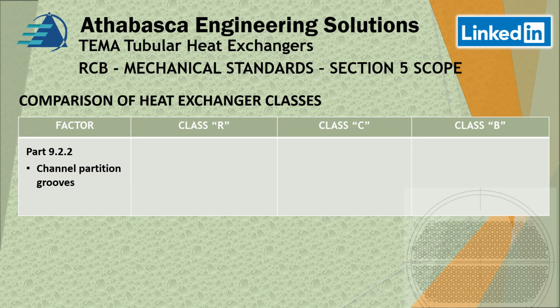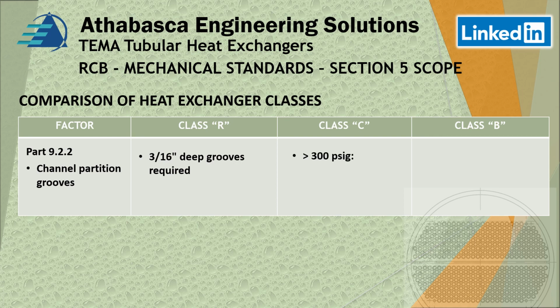Channel partition grooves. Channel covers shall be provided with approximately 3/16 of an inch deep grooves for pass partitions. I should probably note that in clad or applied facings, all surfaces exposed to the fluid, including the gasket seating faces, shall have 1/8 of an inch. That applies across the board for C and B, the 1/8 inch cladding requirements.